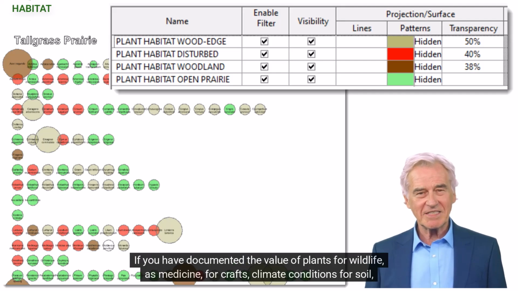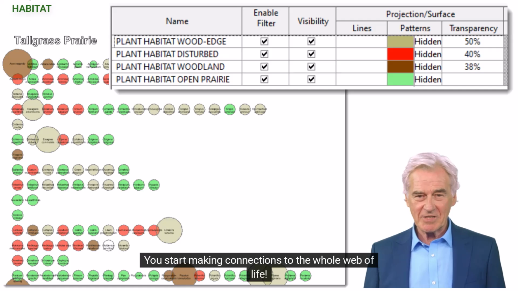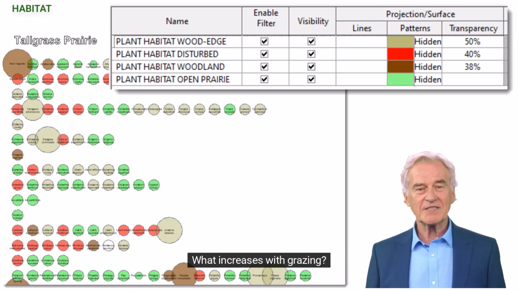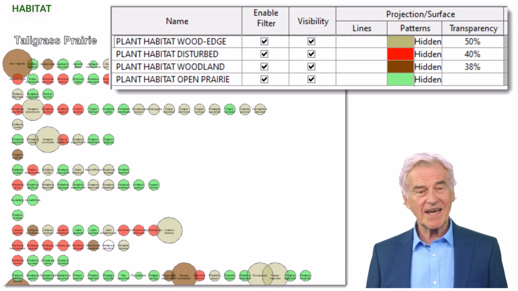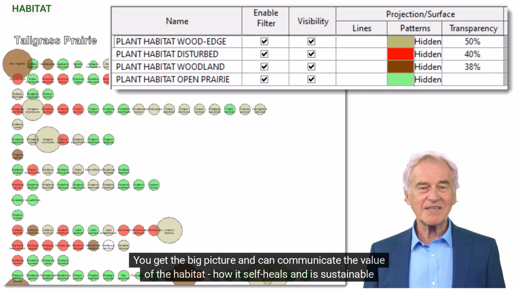If you have documented the value of plants for wildlife as medicine, for crafts, climate conditions for soil, sunlight, etc., you start making connections to the whole web of life. What increases with grazing? What annuals colonize disturbed areas? Are these annuals exotic and harmful or native? You get the big picture and can communicate the value of the habitat, how it self-heals and is sustainable in nature.